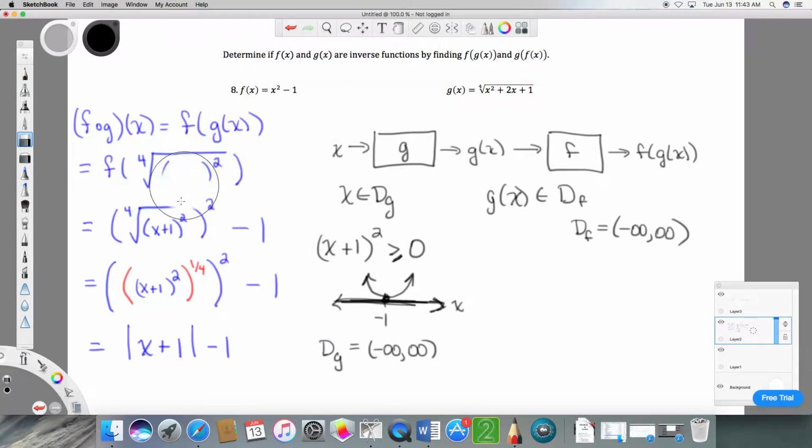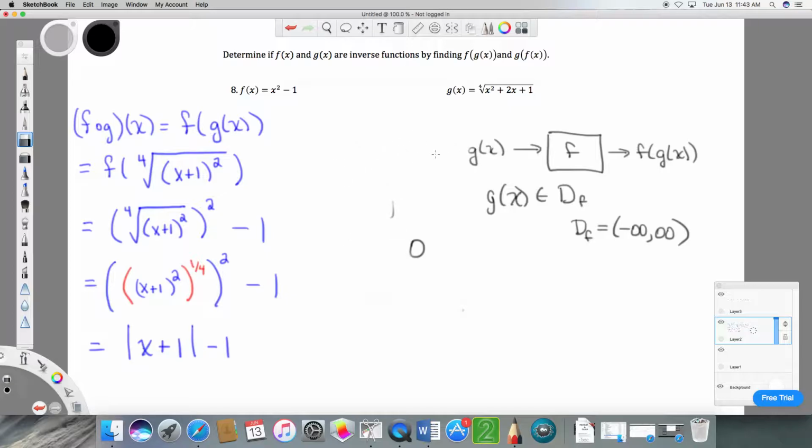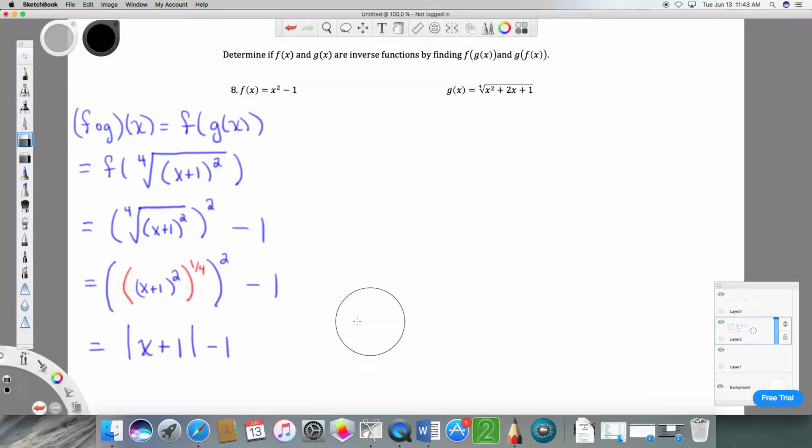Because x can be anything, I have to make sure that x plus 1 is 0 or positive, so I cannot drop those absolute values. Because if x were, say, equal to -2, then without those absolute values, we'd be saying the output is equal to -1, and that can't be true. So this can't be simplified any further, and the reason is that the domain of this function composition is all real numbers, and those absolute values are necessary. So I know that these two functions are not inverses of each other.